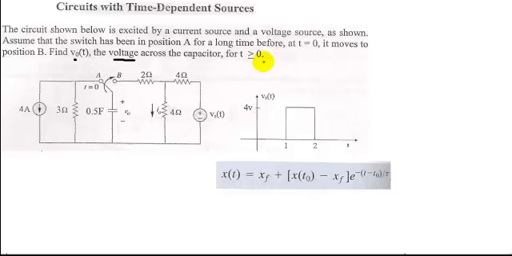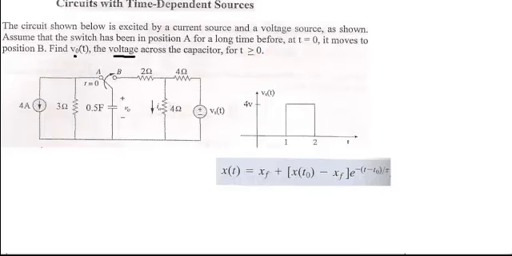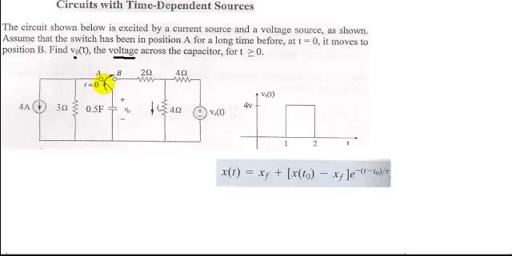Now what we need to know is the initial voltage across this capacitor before it goes to position B at t equals 0. So we're going to use the general solution to natural and step responses, where we need to find our final voltage. This is where we find voltage across capacitors, and our initial voltage and our tau.